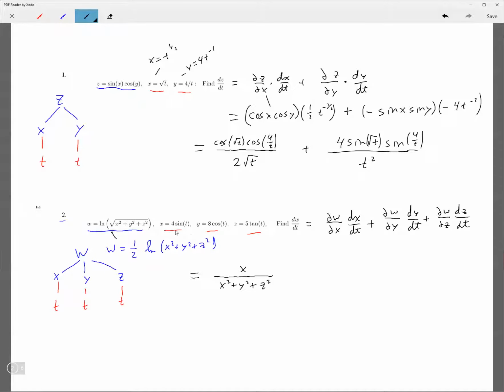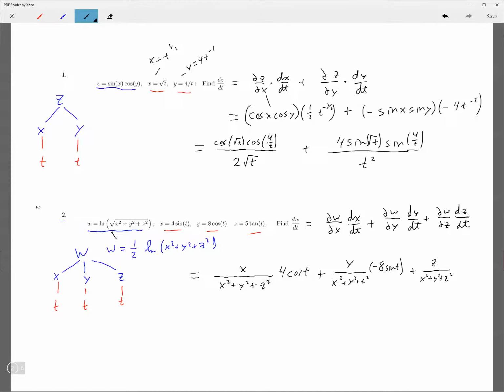And then dx/dt will be 4 cosine t. Excellent. And the next one, dw/dy, is just going to be y over all that, right? And then dy/dt will be -8 cosine t sine t. Yes. And then dw/dz is z over all of that, times dz/dt.